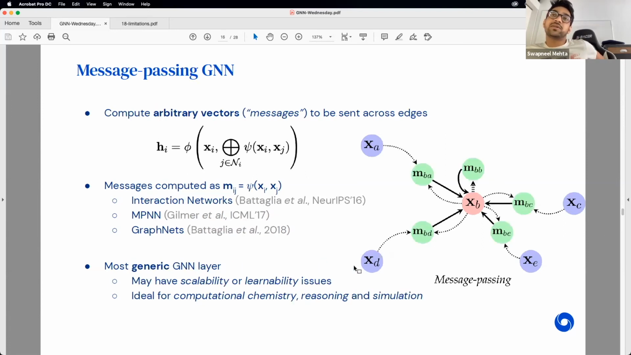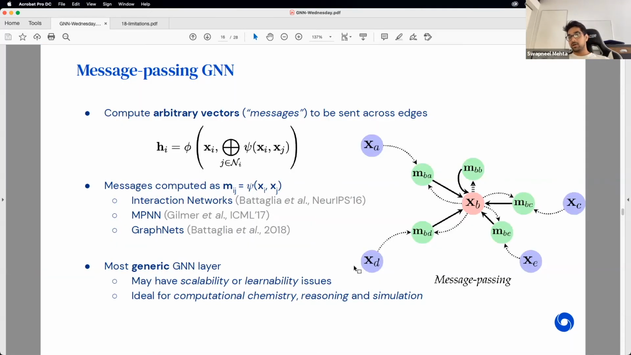However, in this message passing, now for each edge, you're doing something potentially really complicated. This is definitely not going to scale to billion node graphs, but it does allow you to be extremely expressive in terms of the functions that you use for modeling your messages. So it's the most generic layer, a superset. It encompasses both the other models. But ideally, it's used for computational chemistry, reasoning, and simulation, where graphs are not necessarily very large.